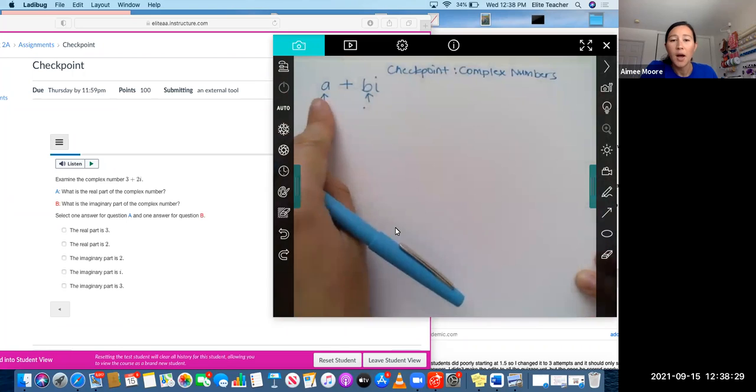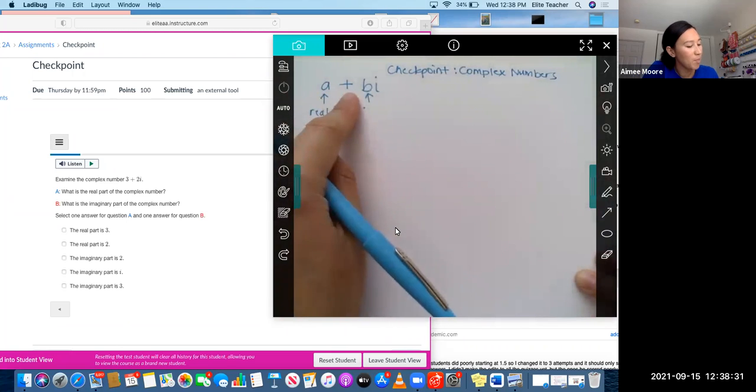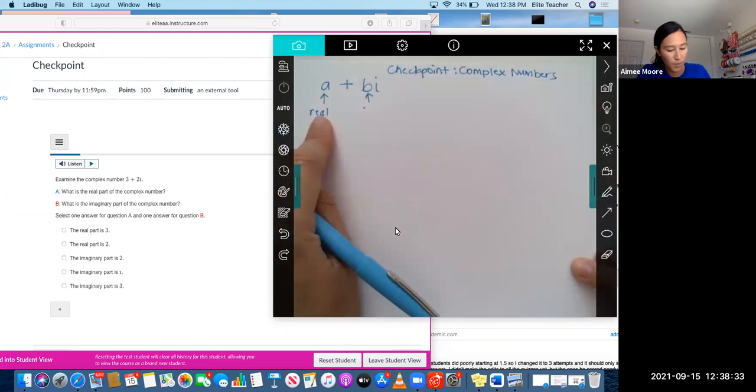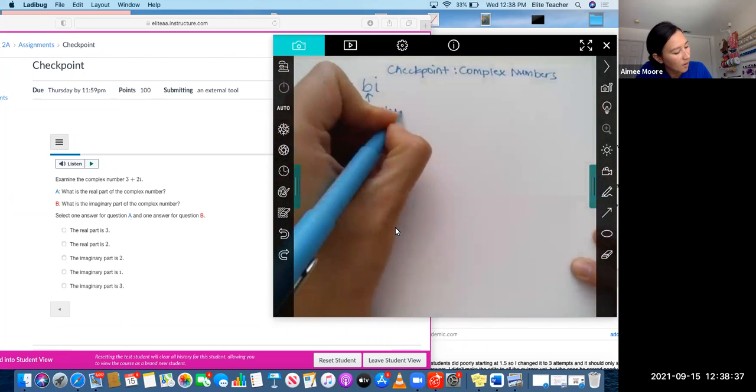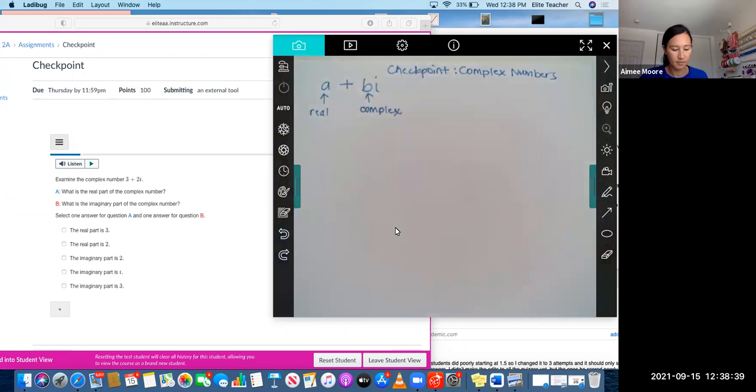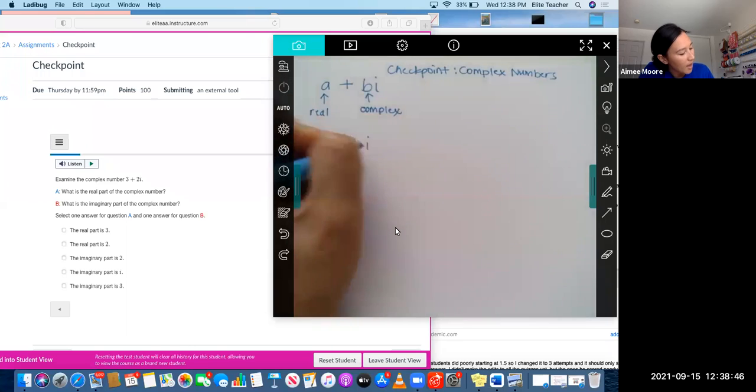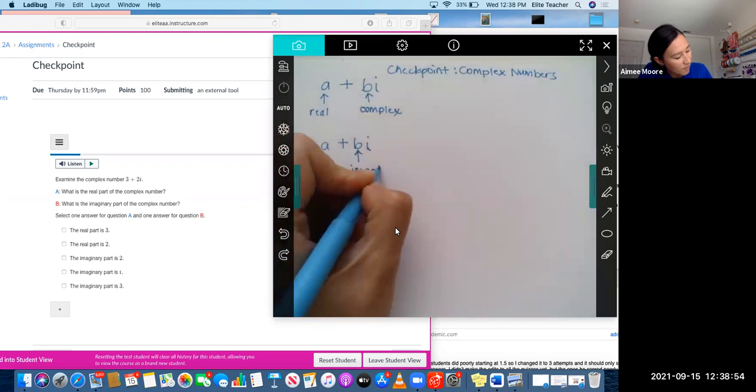Okay, so a complex number is written in the form a plus bi, where a is the real number and b is the complex number. So b and i. So then we have a plus bi. So we call the a the real, and the b, the number in front of the i, is the imaginary.